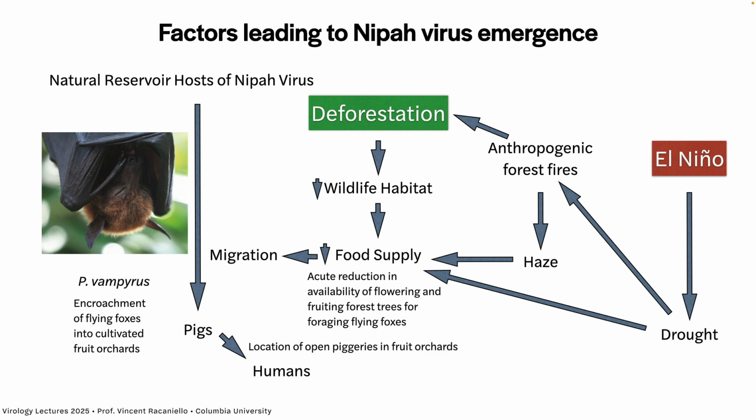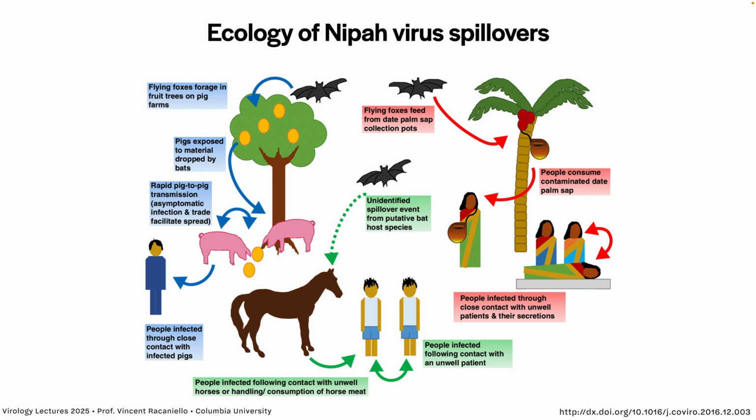So we did this by doing the deforestation to build farms. We caused these bats' habitat to change and led to an infection of pigs and humans. Now, as I said, these infections continue to occur. Originally, the outbreak was the flying foxes forage on fruit trees on pig farms. Pigs are exposed to material dropped by bats. Pigs get infected, rapid pig-to-pig transmission, pig to human. So we think we've stopped that.